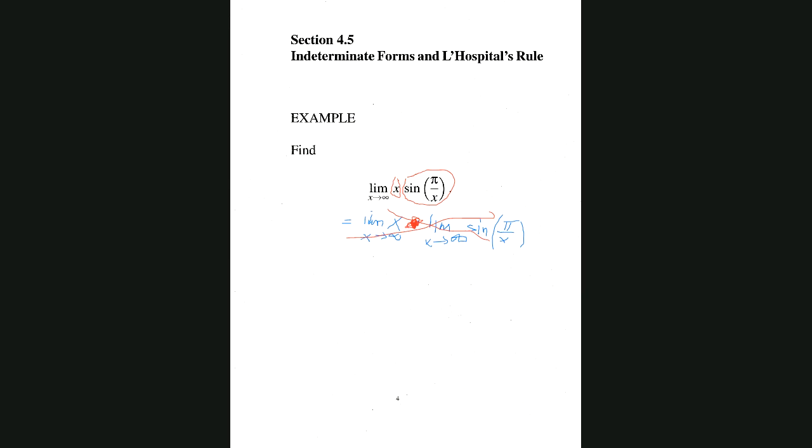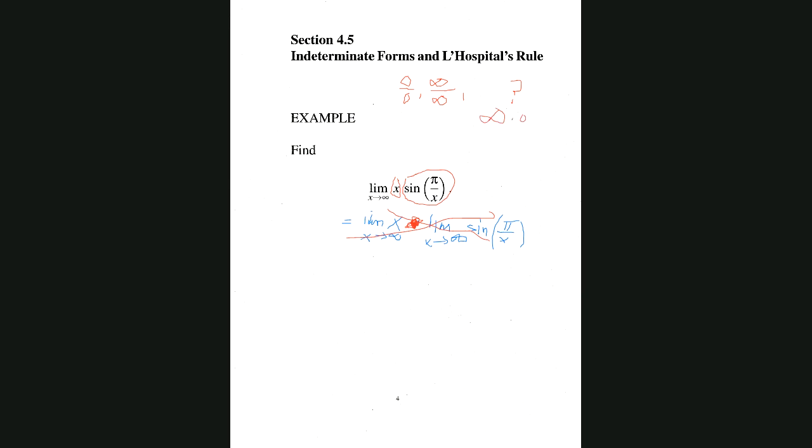But is the indeterminate form here 0 over 0? Is it infinity over infinity? Or is it something else? It is neither. That's right, Tina. It's something else. What would it be? We got a product of two functions here. Good, Michael. It's going to be infinity times 0.